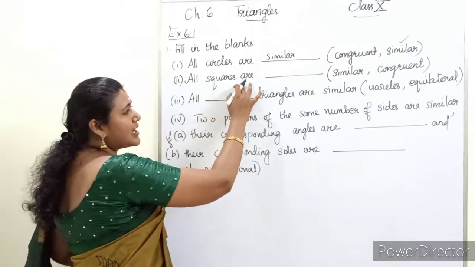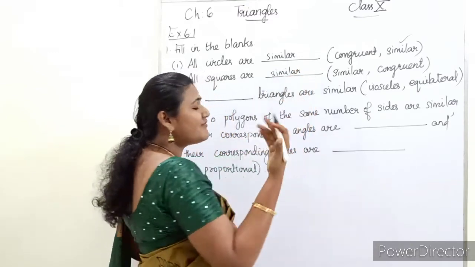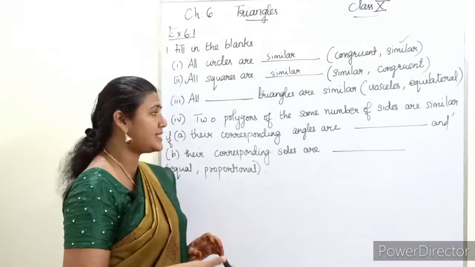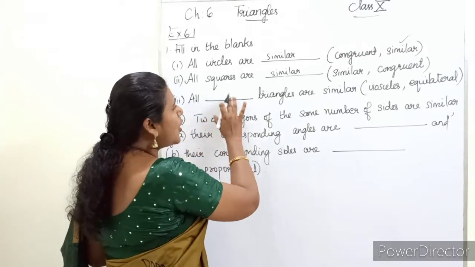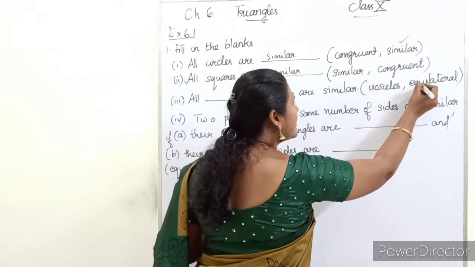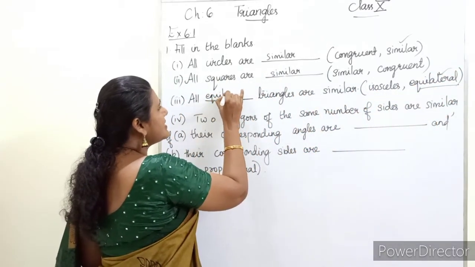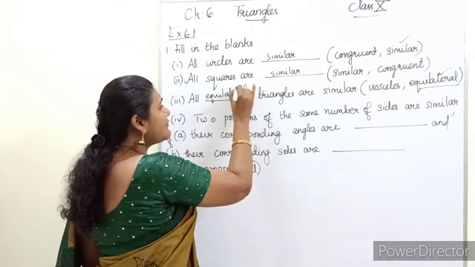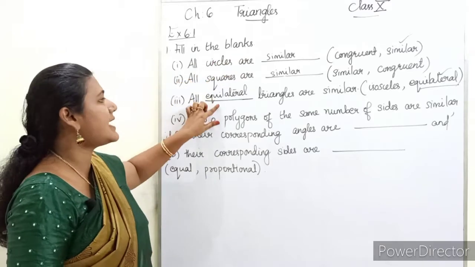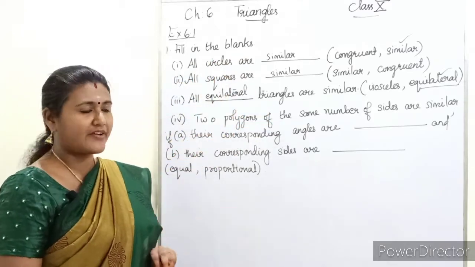All squares are also similar. If you take squares of different lengths, they are similar only. Why? Because the shapes are the same. Then the third one, all dash triangles are similar. All equilateral triangles. So the answer is equilateral. Equilateral triangles are similar. So we got a few examples of similar figures: circles, squares and equilateral triangles. All these are examples of similar figures.